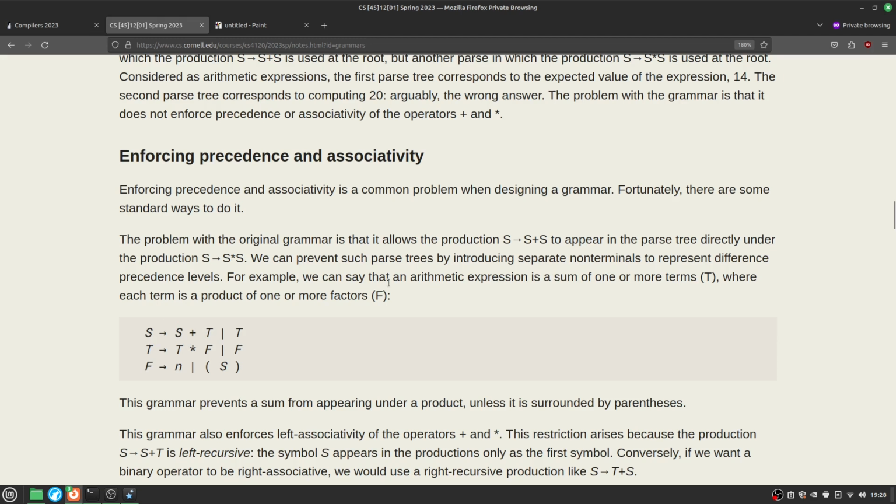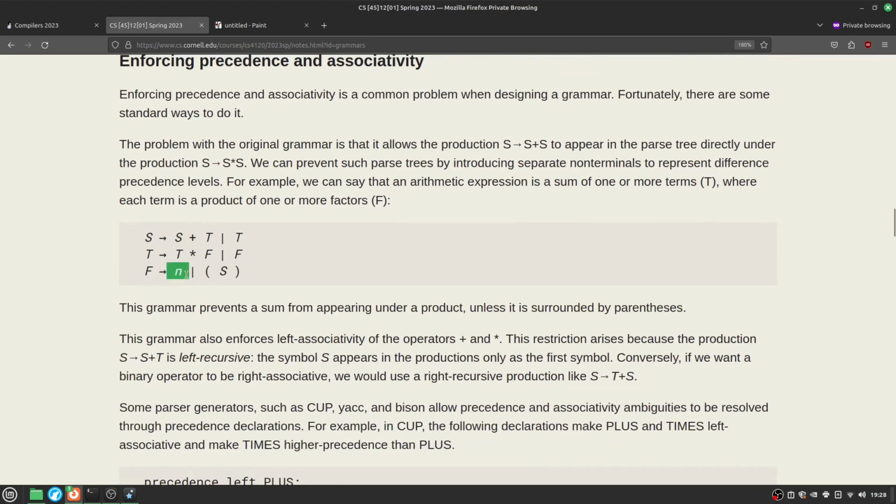where each term is a product of one or more factors f. So t itself can be equal to, in the base case, some factor, or it can be equal to itself times some factor. Alright, that makes sense. And then f can be equal to some literal, or a sum surrounded by parentheses.